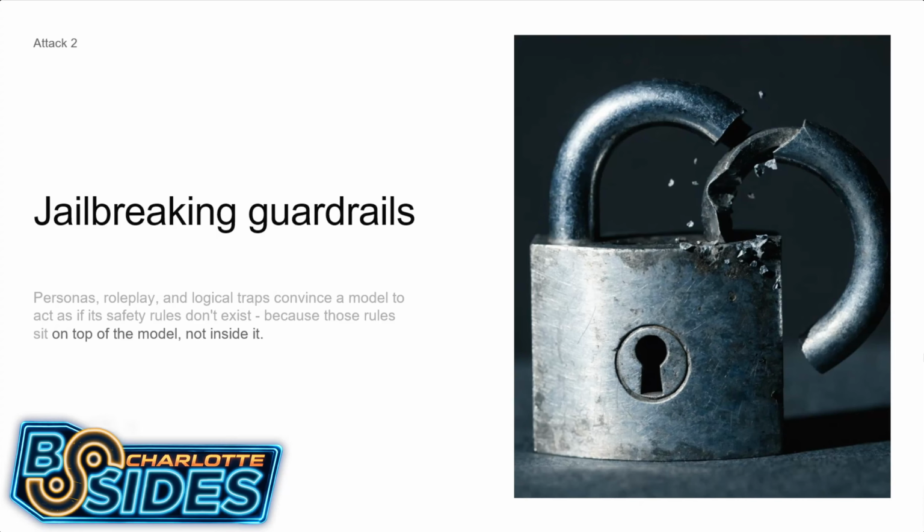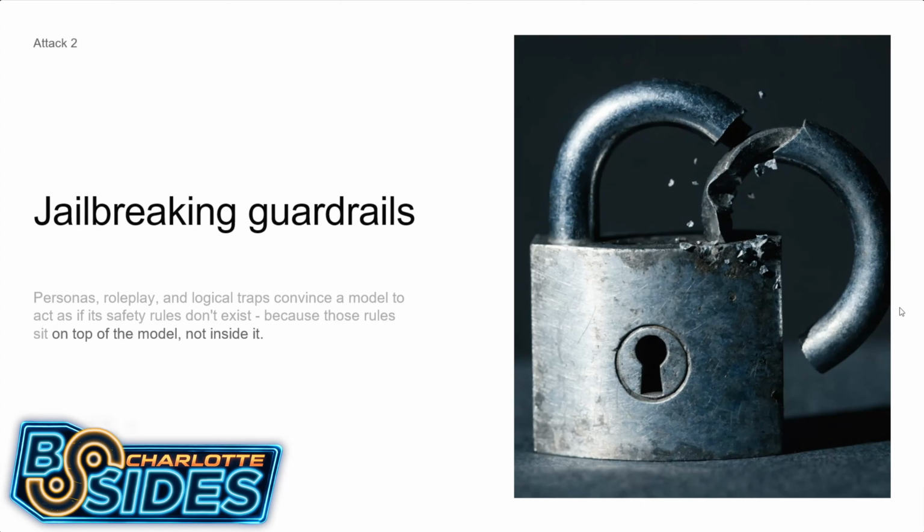In the previous attack, the attacker directly tried to override instructions. Here, the attacker doesn't fight the system. They reframe the situation to get the model to do what they want. Jailbreaking is not about forcing the model, it's about tricking the model into thinking the rules don't apply. Because guardrails are not hard coded constraints, they are instructions written in natural language, sitting in the same context as everything else. And if you can change the context, you can change how the instructions are interpreted. Let's see how the attackers will do this.